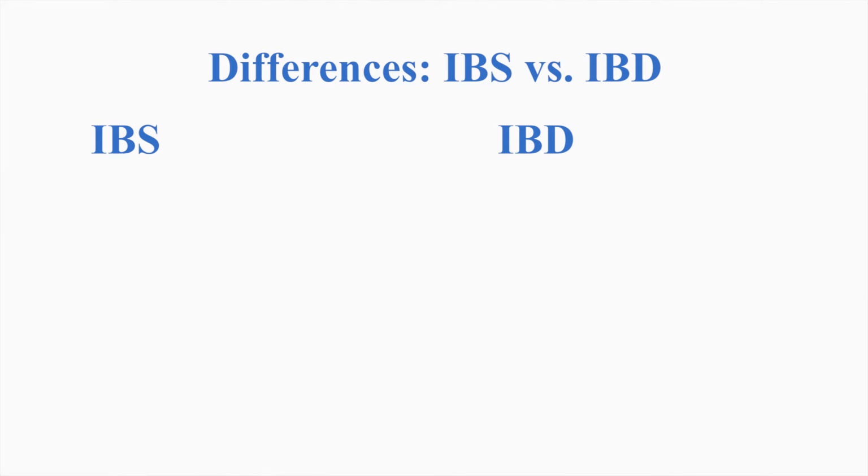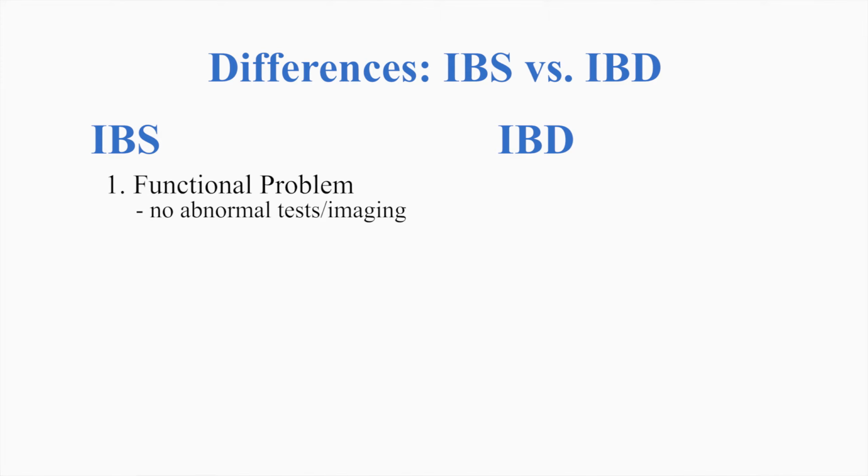Now the first major difference between IBS and IBD is the fact that IBS is a functional problem. What that means is that there are no abnormalities on blood test, imaging, and there's nothing that we can see on scopes to let us know that you have IBS. So this is a diagnosis that typically does not have a particular cause that we can identify.